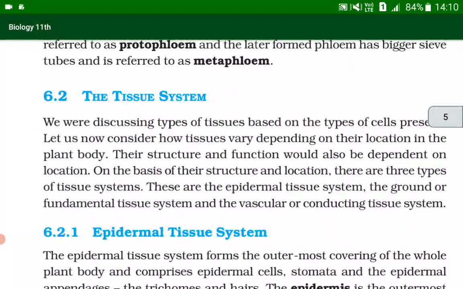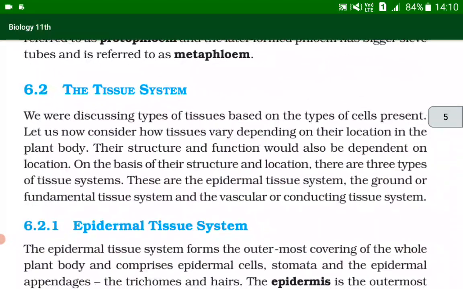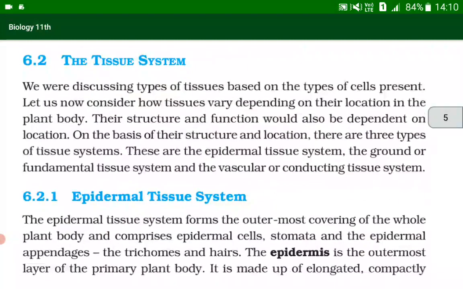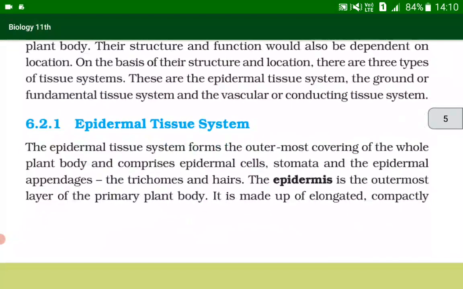6.2 The tissue system. We were discussing types of tissues based on the types of cells present. Let us now consider how tissues vary depending on their location in the plant body. Their structure and function would also be dependent on the location. On the basis of their structure and location, there are three types of tissue systems. These are the epidermal tissue system, the ground or fundamental tissue system, and the vascular or conducting tissue system.